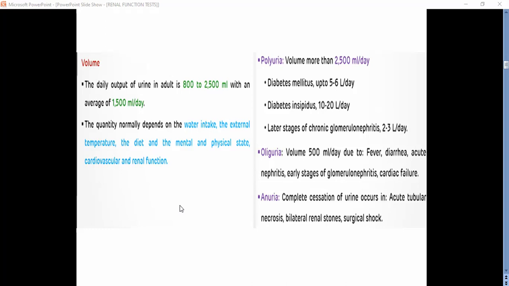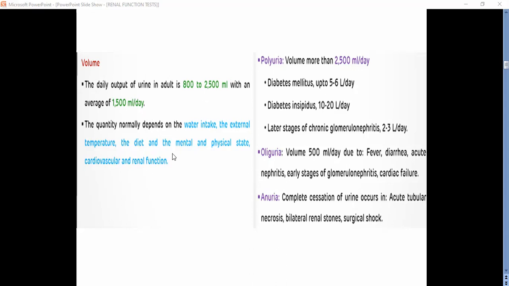And it again depends upon the place where the person is present, how much water he intakes, the temperature of that place, and what diet he has, whether it is rich in fiber or not, and his mental and physical state and cardiac, vascular and renal function. All these factors also influence this average value of 1500 ml per day. So this is the basic level, at normal temperature, normal diet condition, and normal mental and physical state.